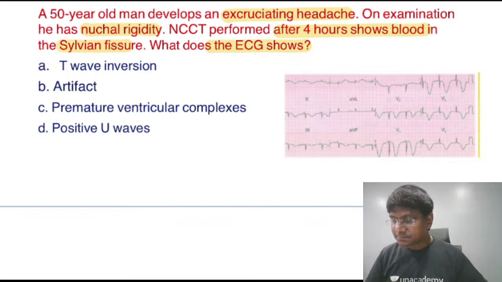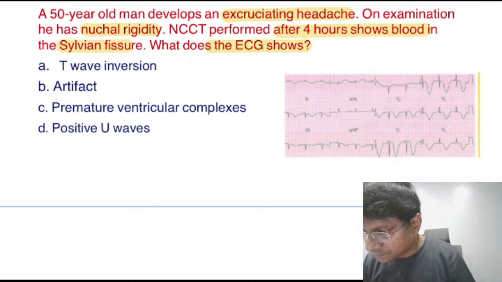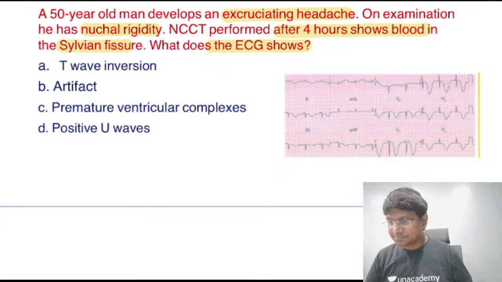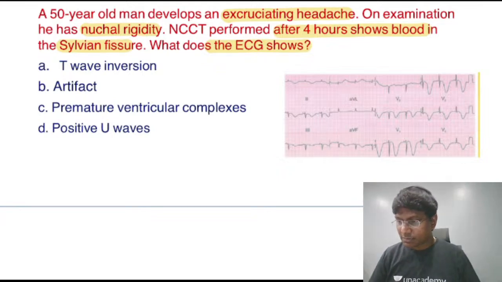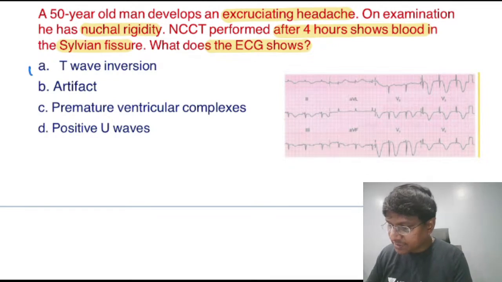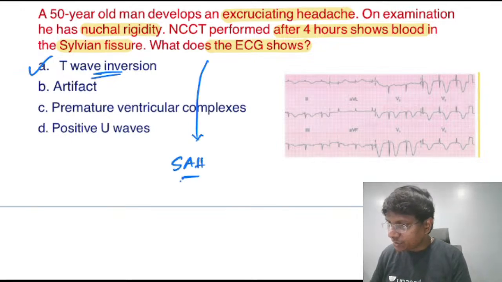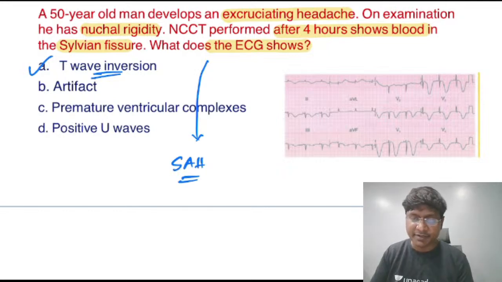Right, so the correct answer is giant T-wave inversion, and it is suggestive of what? It is suggestive of subarachnoid hemorrhage.